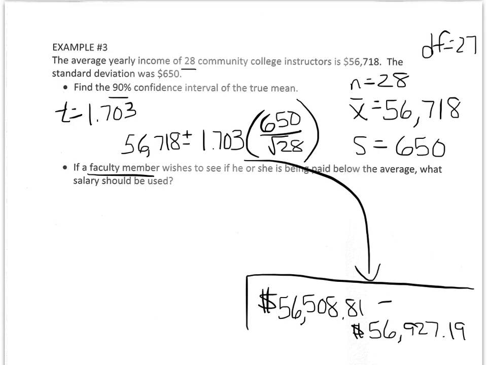So what should the faculty member use to see if she's being overpaid, underpaid? Well, it'd be unfair to use anything besides the lower in this case. So she should look at the $56,508.81. If she's being paid below that, she has an argument to say that she's being paid below the average.